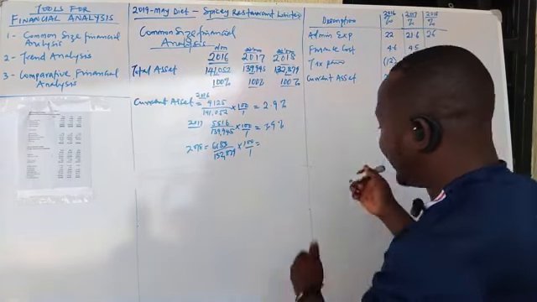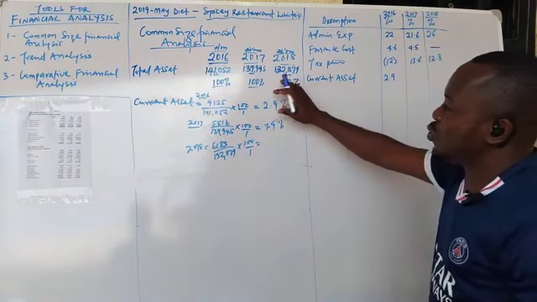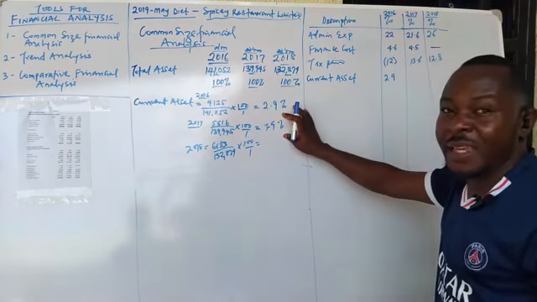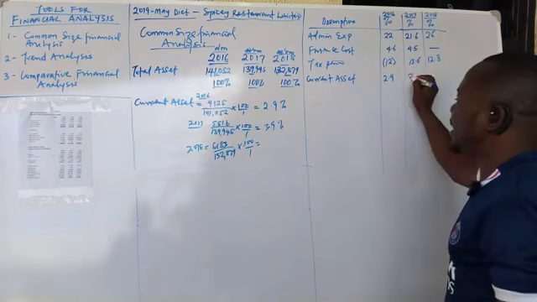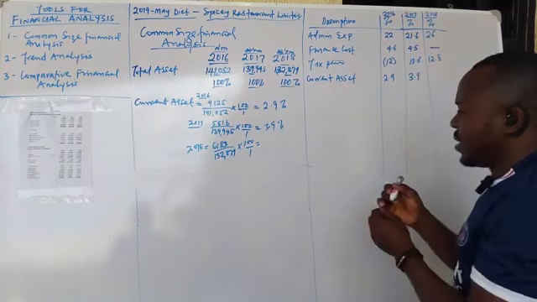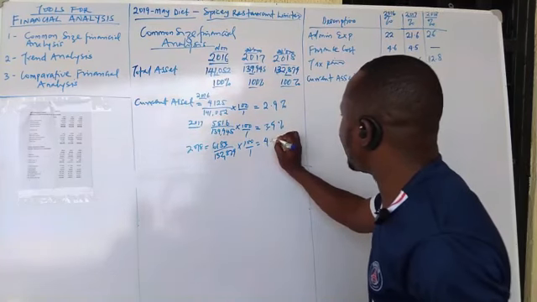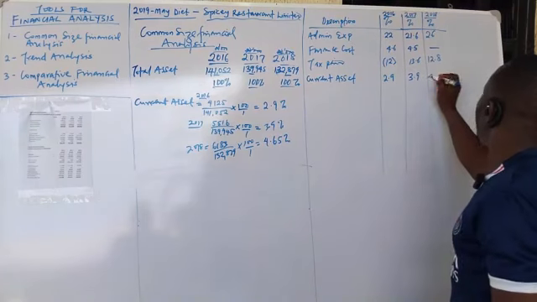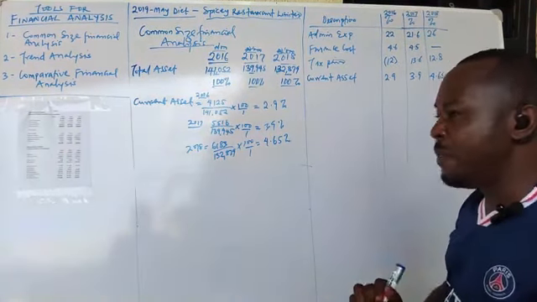3.9%. That is, their current asset increased from 2.9 in 2016 to 3.9 in 2017. I hope this is clear to us. Okay, so let's write it here. 3.9%. In 2018, how much is it? 4.65, right? Percent. Okay, so we have 4.65%.